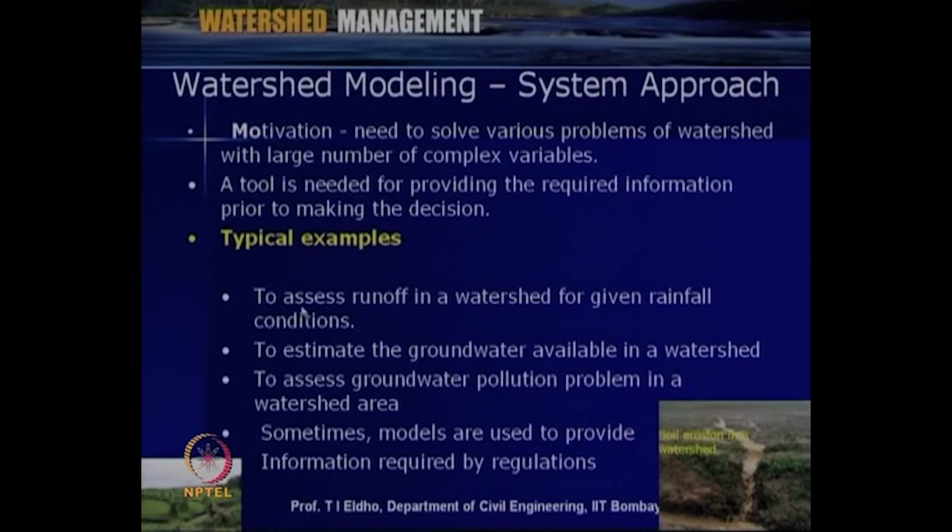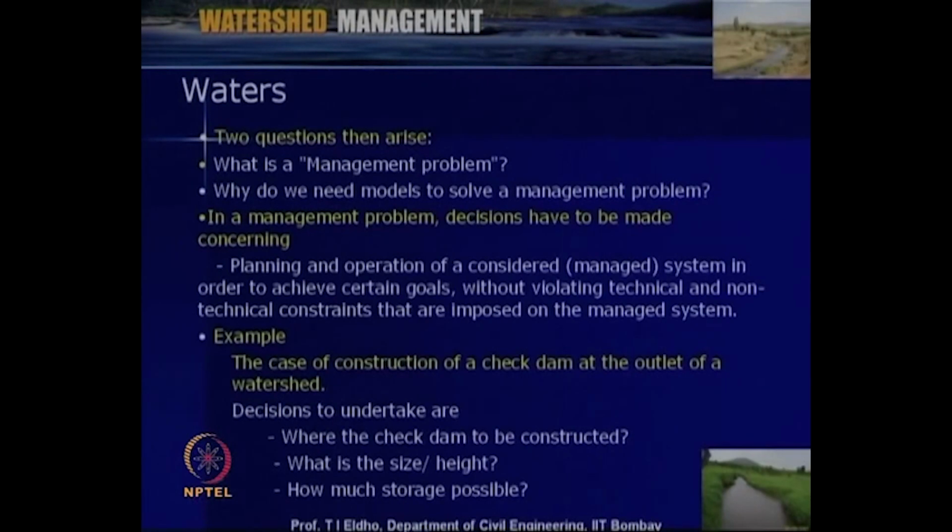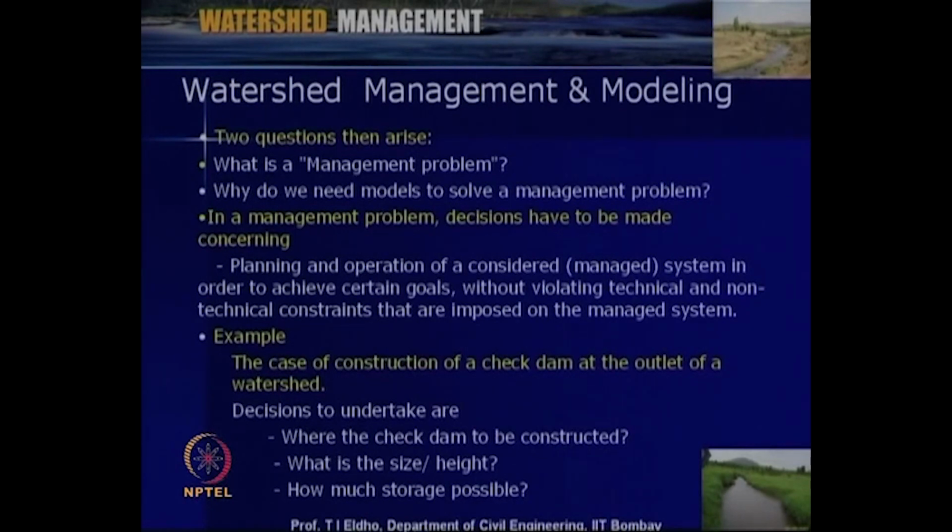So, typical examples are to assess runoff in a watershed for given rainfall conditions, to estimate the groundwater available in a watershed, and to assess groundwater pollution problems in a watershed area. So, these models we can use either in preparation of plans, watershed management plans, or to get the information that is required for various regulations. So, that is the way we go for modeling.